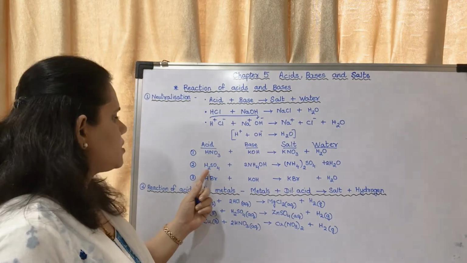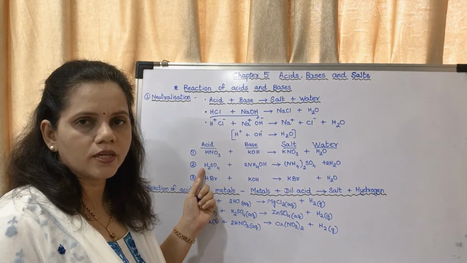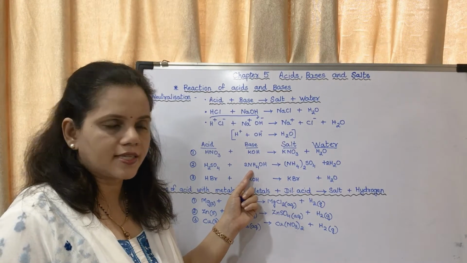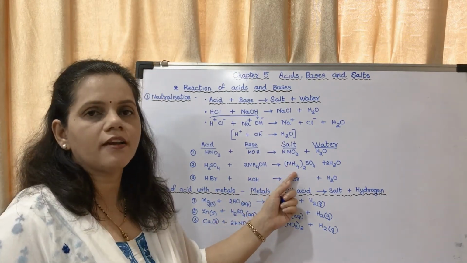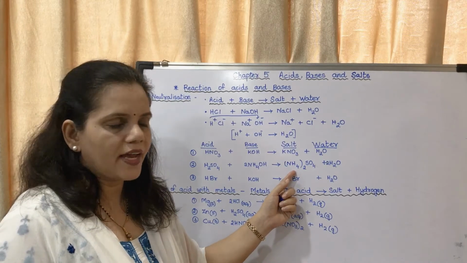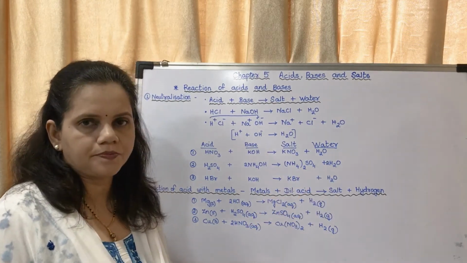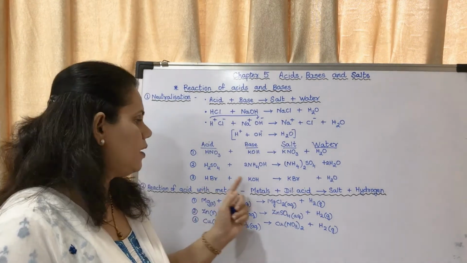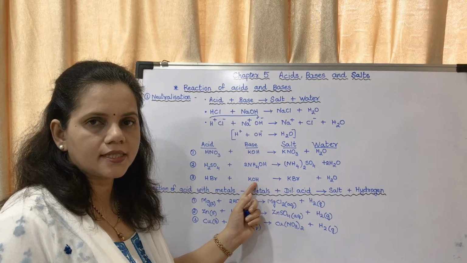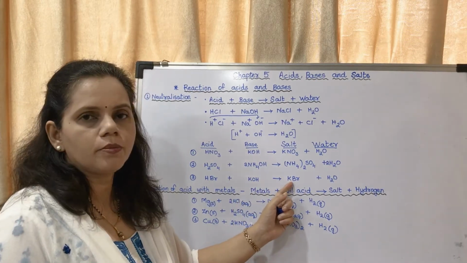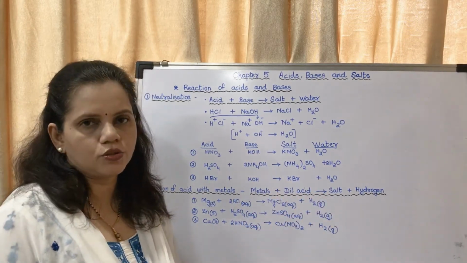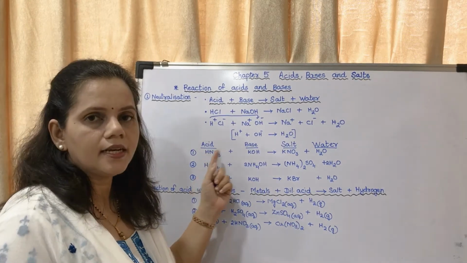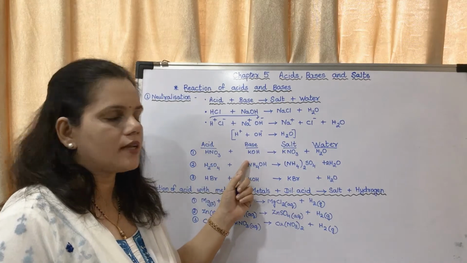Okay. So the next one is sulfuric acid, that is H2SO4, plus NH4OH, that is ammonium hydroxide, to form ammonium sulfate plus H2O. Okay, the third one is bromic acid, HBr, plus potassium hydroxide, that is KOH, giving potassium bromide plus H2O. Okay, now in all these reactions there is an acid, there is a base, combining together to form salt and water.